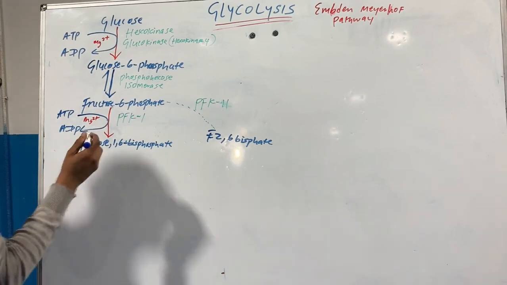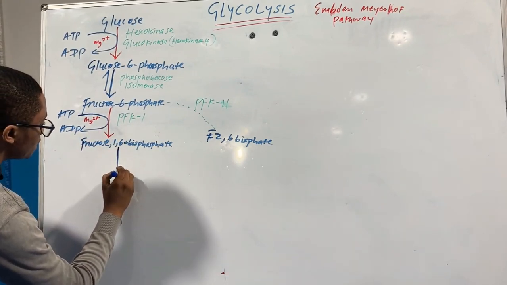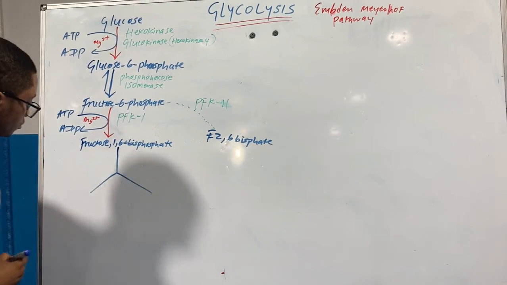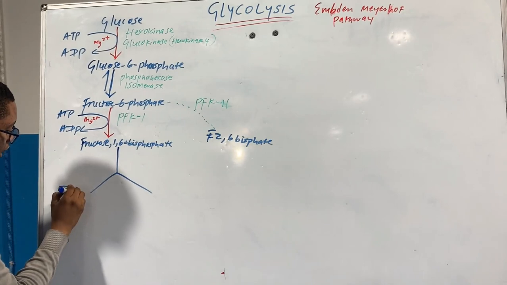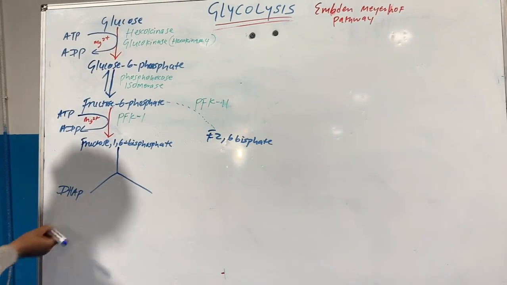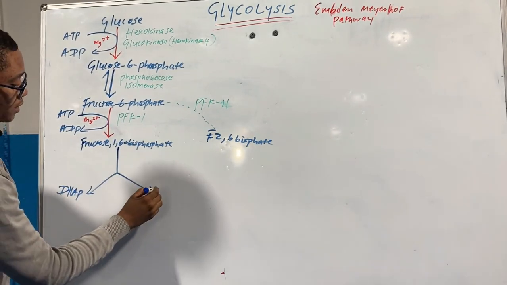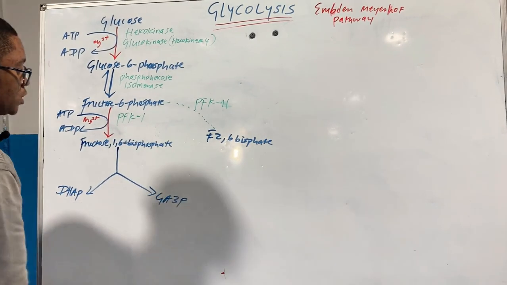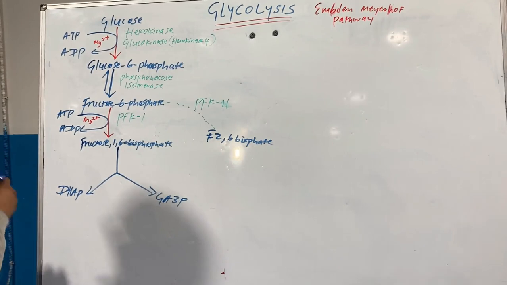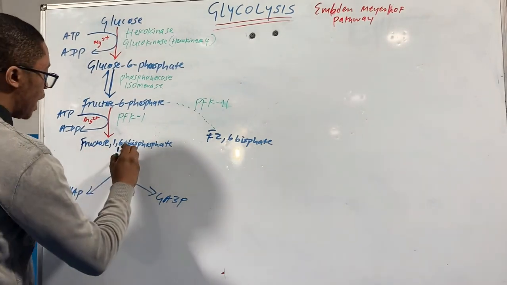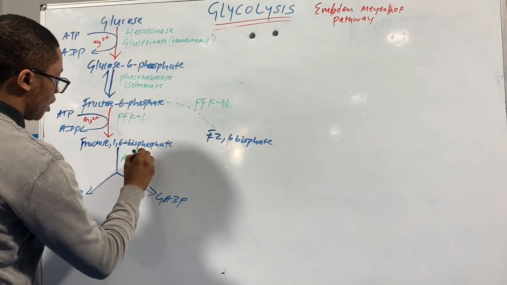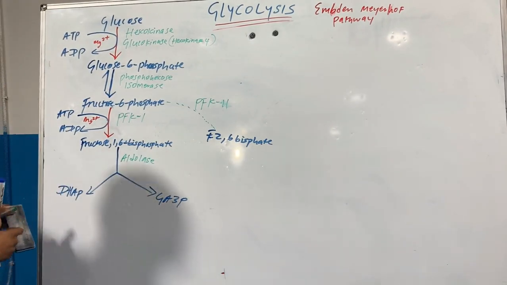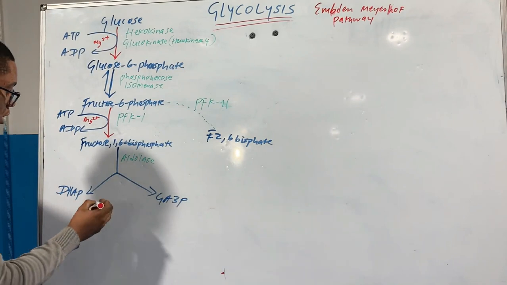Alright, so this is the splitting stage now. Okay, fructose 1,6 bisphosphate is split into two molecules. First molecule is dihydroxyacetone phosphate, and the second molecule is glyceraldehyde 3-phosphate. Alright, and the enzyme that catalyzes this reaction is called aldolase. Aldolase catalyzes the splitting of fructose 1,6 bisphosphate to DHAP and glyceraldehyde 3-phosphate.